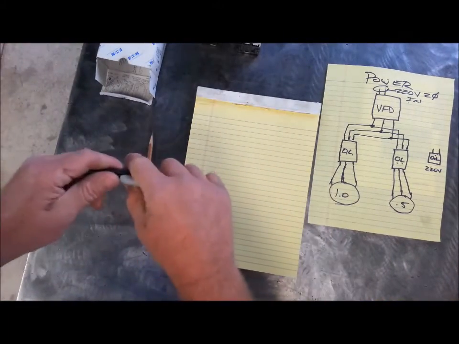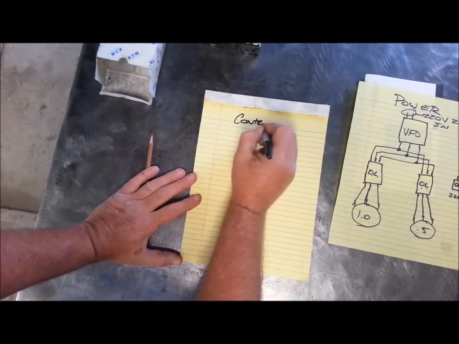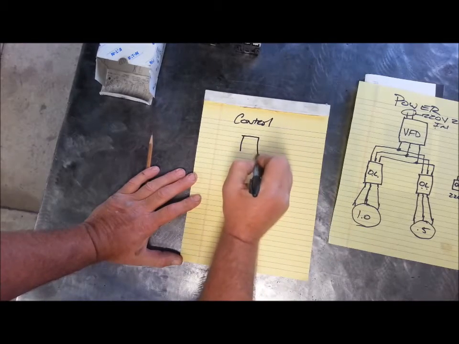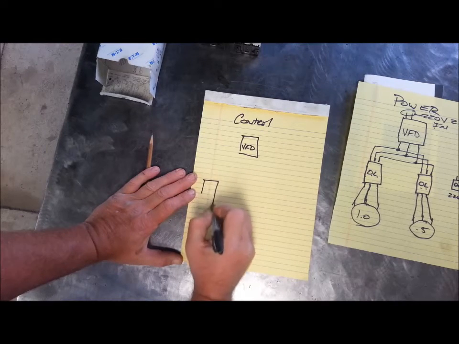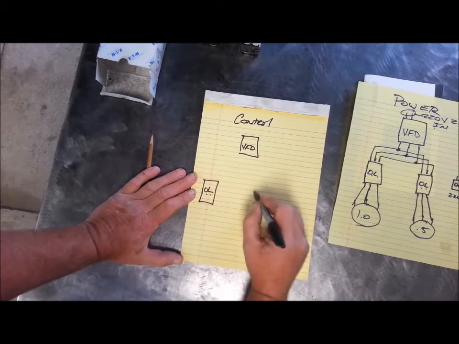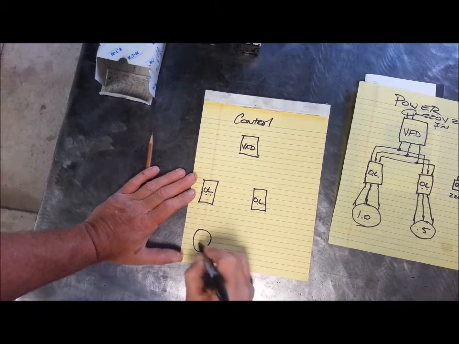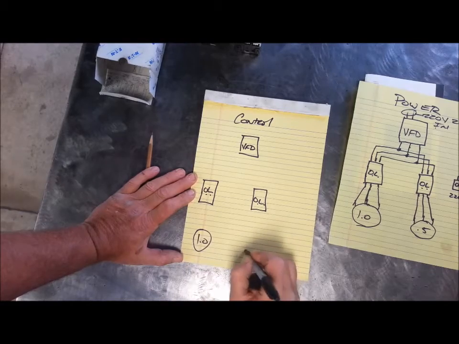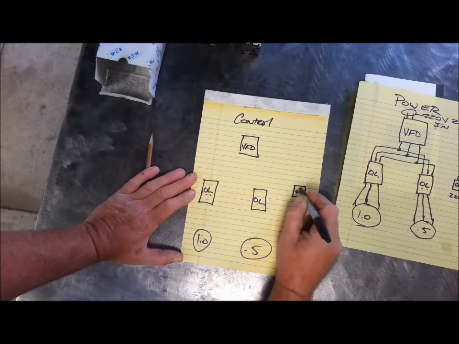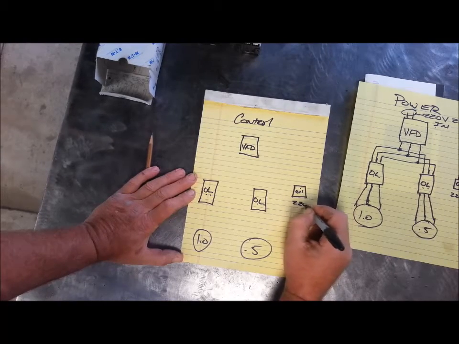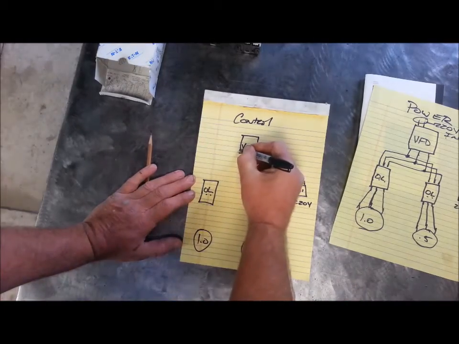And we're going to draw all this stuff one more time, and we're going to call this one control. And we've got a VFD, and we've got an overload block, and we've got an overload block, and we've got a motor. And that's a 1.0, and we've got a 0.5. And then we've got our oiler. And that's two phases in. Now this is simply control.